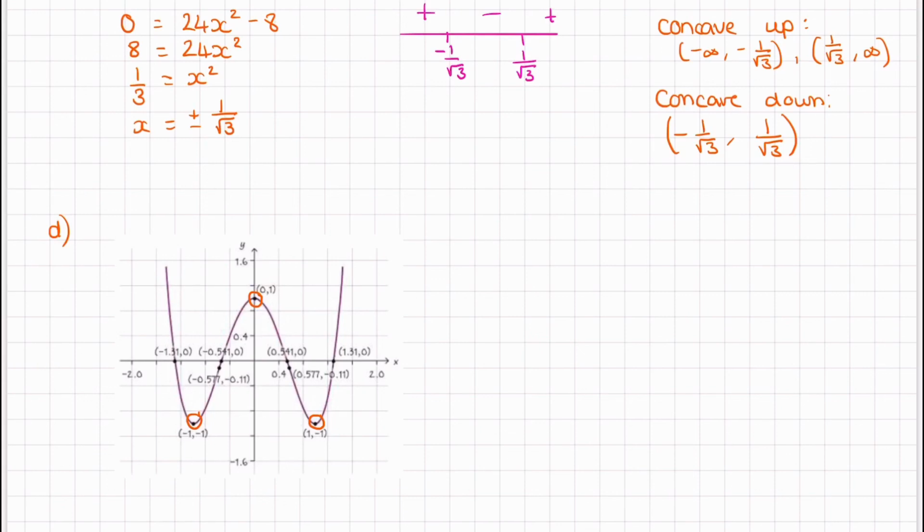So the graph here has the intercepts marked on. We weren't asked to do that in the question. It's just always a nice thing to put your intercepts. The 2 dots below the intercepts, these 2 dots here are actually our inflection points. So that's -1/√3 and 1/√3. So that's where the concavity is changing from being concave up to concave down.